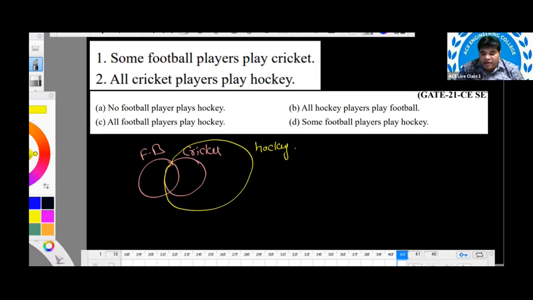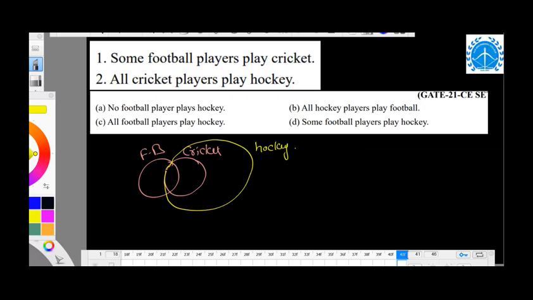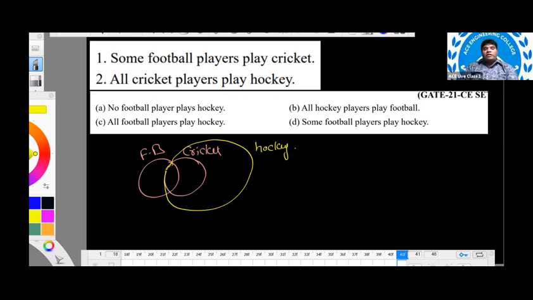For hockey and football, some cricketers are also footballers, so all cricketers should be hockey means some hockey is also football. Look at the diagram. Now observe the diagram. Tell me any possible diagrams.